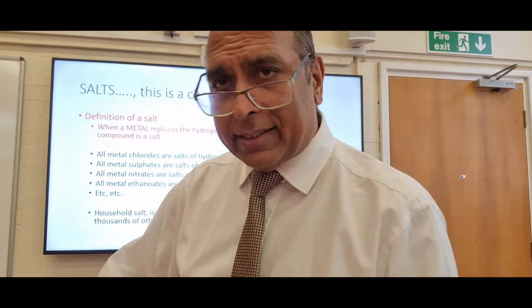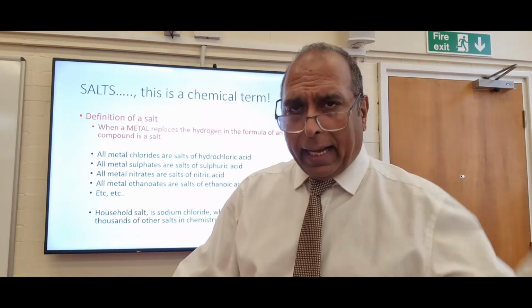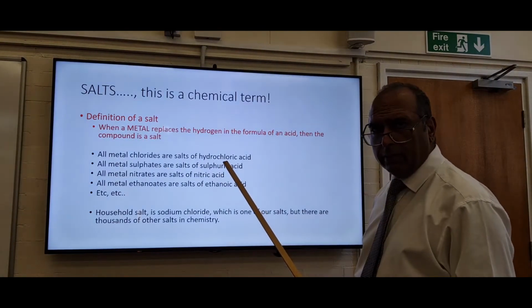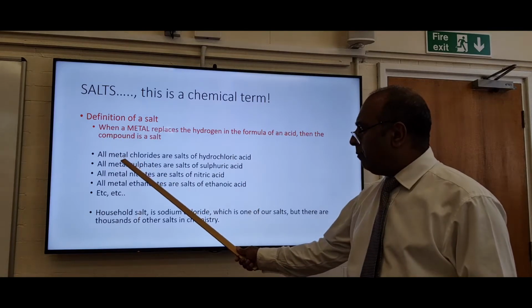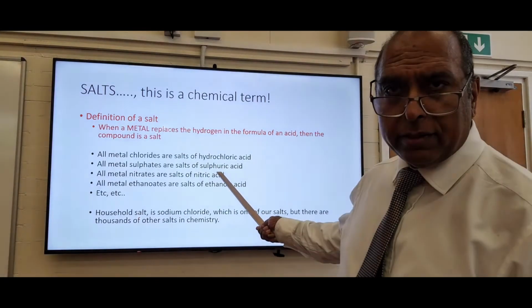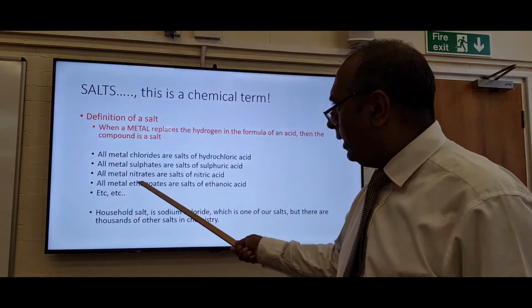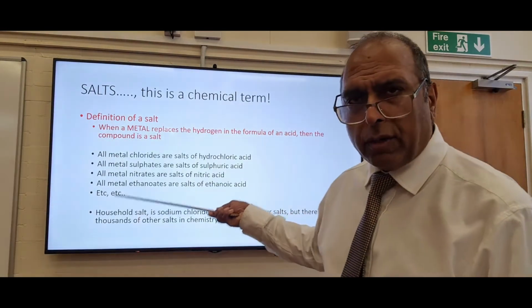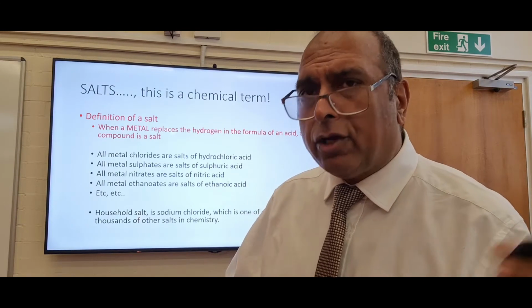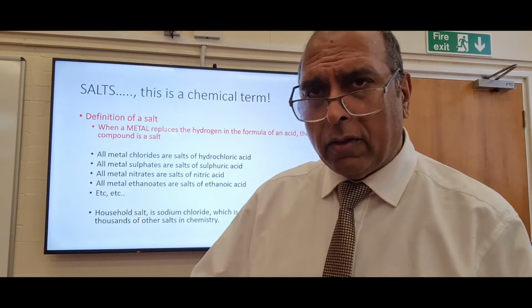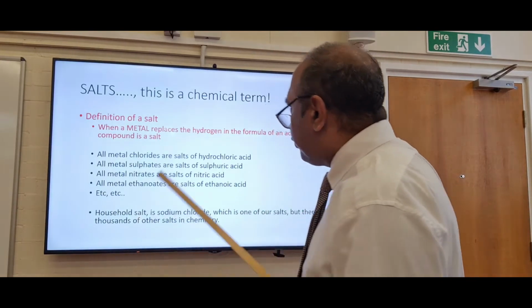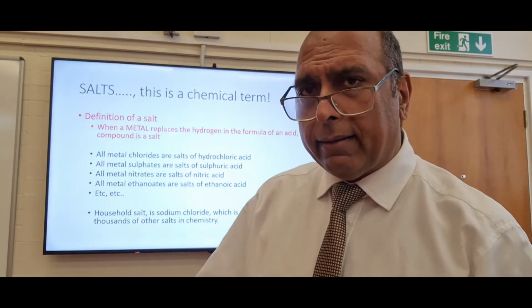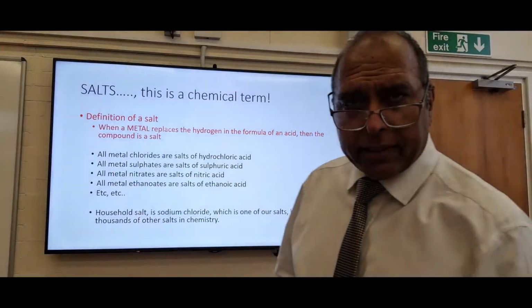I did this when we did patterns of reactivity, when we were reacting metals with acids earlier on in Year 9 work. So if you've got hydrochloric acid and the metal replaces the hydrogen, you're going to get a metal chloride. To get a metal sulfate, you'll have to start with sulfuric acid. Metal nitrates are salts of nitric acid. Metal ethanoates will be salts of ethanoic acid, and so on. There are thousands of acids, and consequently there are thousands of salts, because any metal that replaces the hydrogen that breaks off when you've got acidity will make a salt for you.